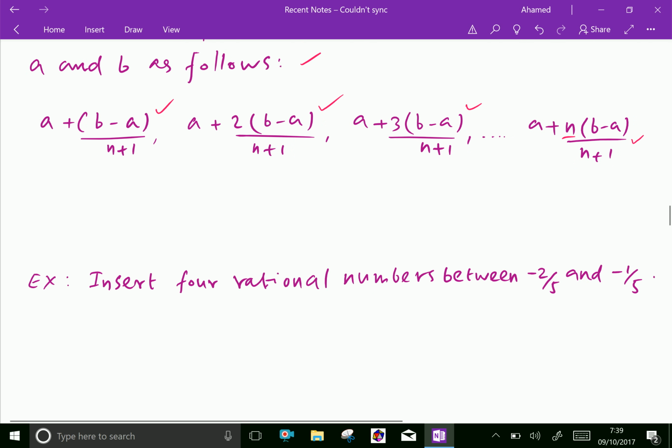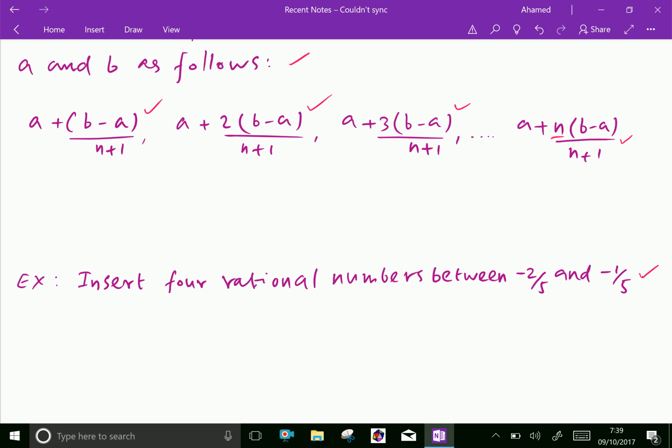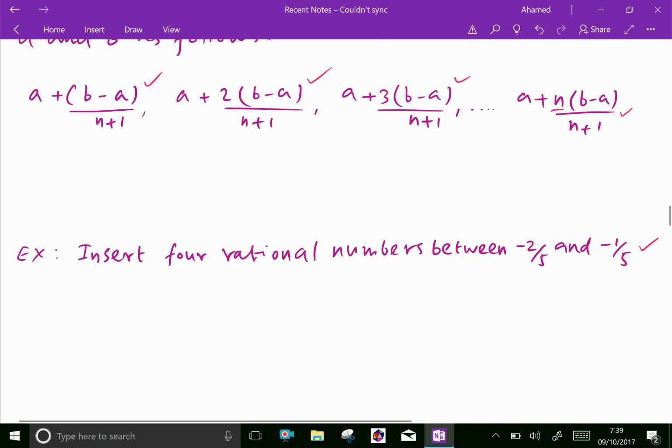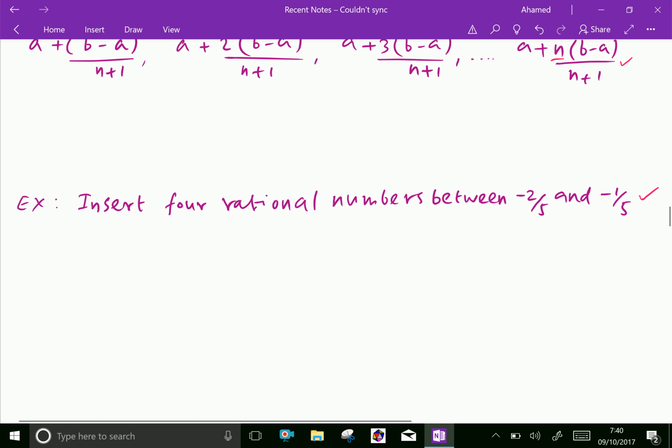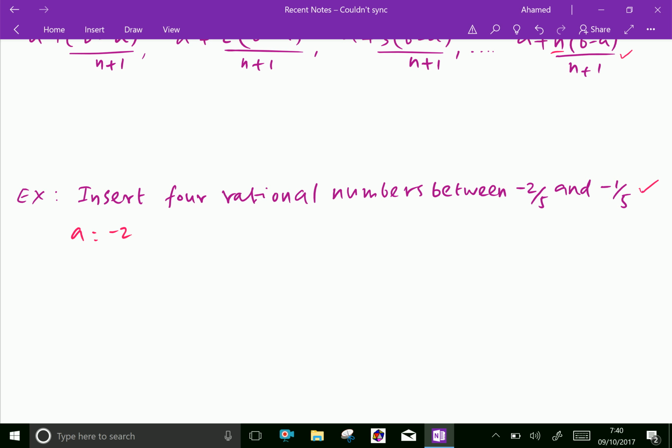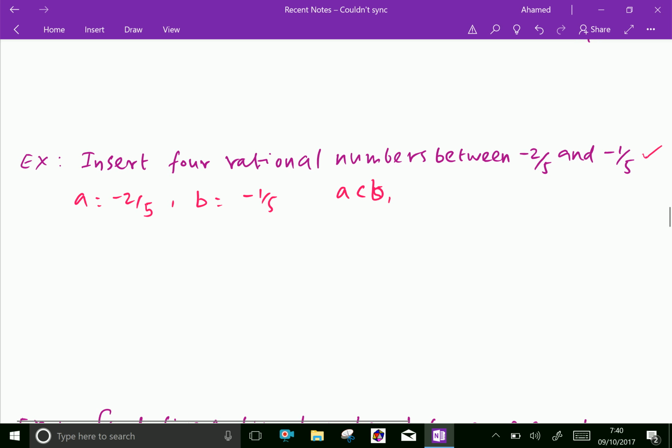Suppose we use this method to find 4 rational numbers between minus 2.5 and minus 1.5. Here we are saying A is lesser than B. Let A equal minus 2 over 5 and B is minus 1 over 5. Here A is lesser than B. We can use the result. Before that, we find n. Here we have to insert 4 rational numbers, that is n equal to 4.